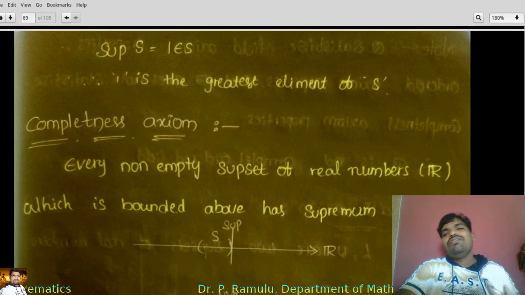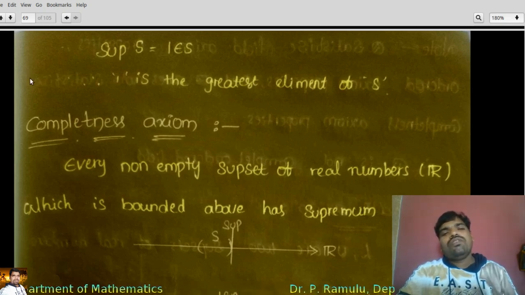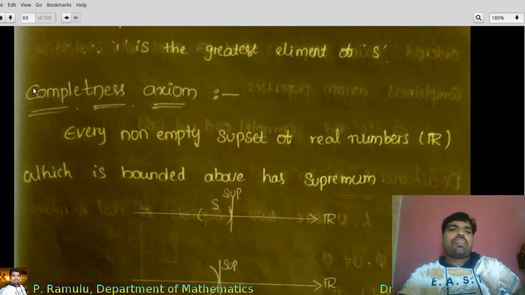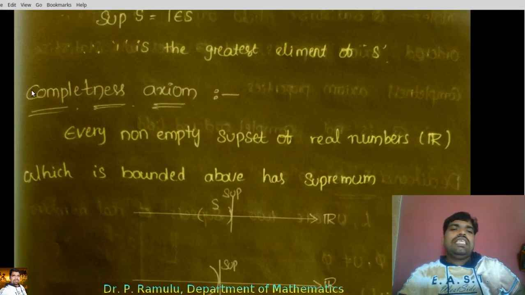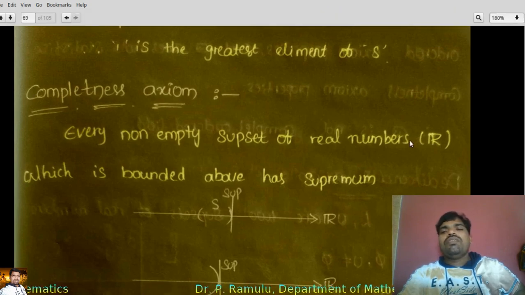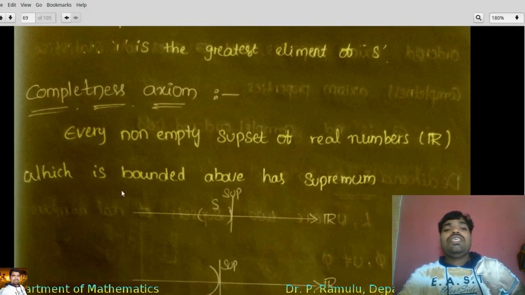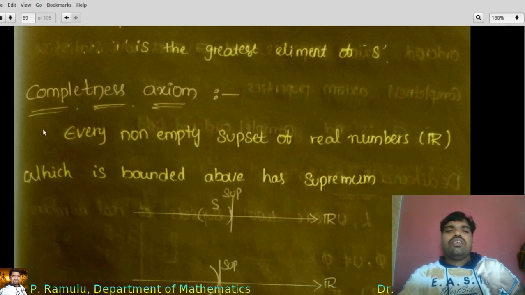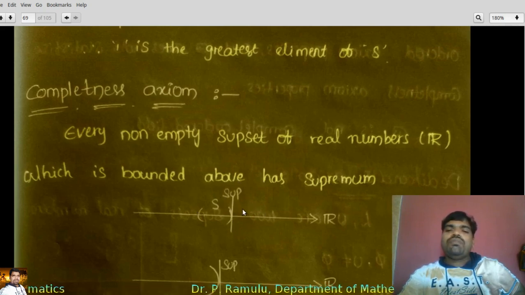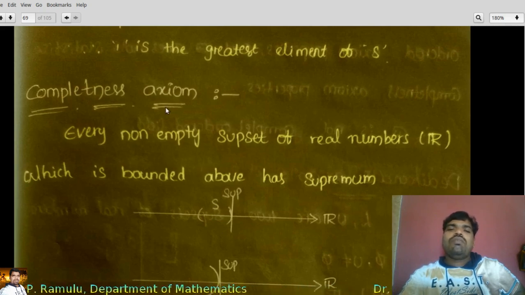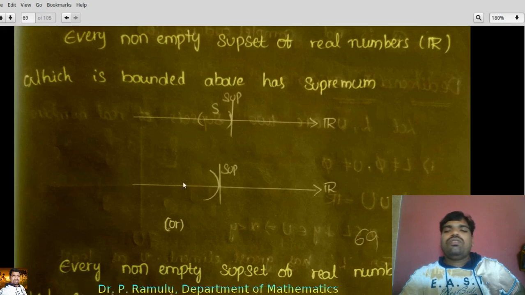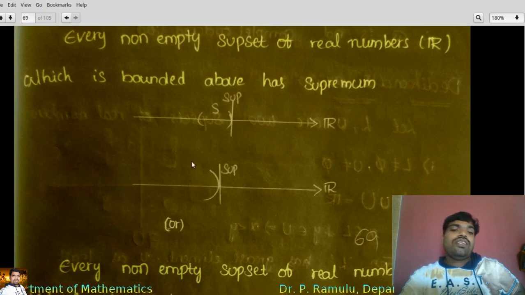Yesterday we discussed two properties of the axioms. Here I am going to discuss other properties. Completeness axiom: every non-empty subset of real numbers which is bounded above has a supremum. This is a non-empty set; if it is bounded above, then it has a supremum.